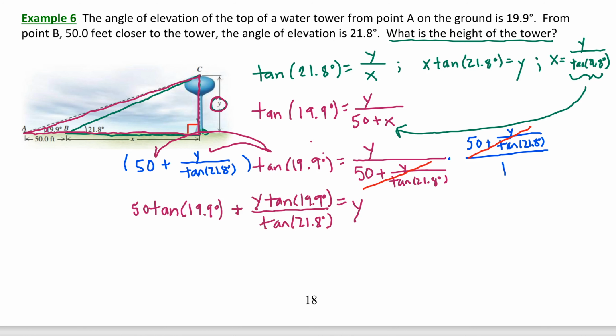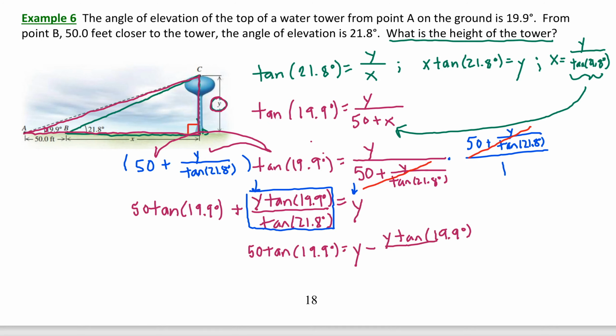Our goal is to solve for y, and at this point we've got a y on both sides of the equation. So it would be convenient for us to combine those y's. So we're going to subtract this term from both sides. When we subtract it from the left side, it's going to cancel, and then it's going to appear over there on the right side. So we get 50 tangent of 19.9 degrees equals y minus this big term, y tangent of 19.9 degrees divided by tangent of 21.8 degrees.